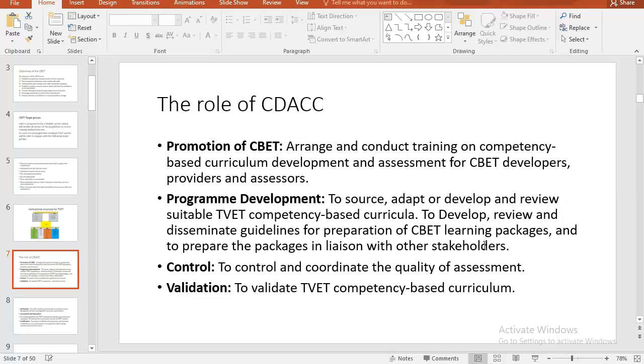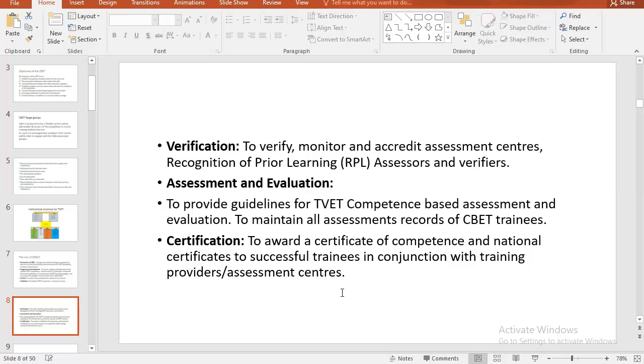Another role of SIDAC is to control and coordinate the quality of assessment. So SIDAC, as we have talked about earlier, has a role of coordinating the assessment and ensuring that the assessment is of quality. Another role of SIDAC is to validate TVET competency curricula. The fifth role is verification. That is, SIDAC verify, monitor, and accredit assessment centers, recognition of prior learning, assessors, and verifiers.